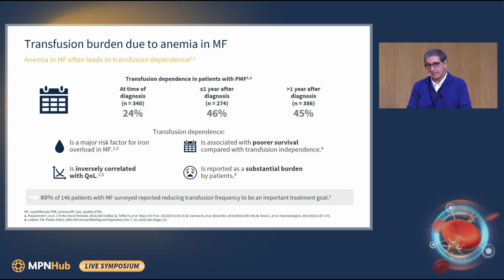In addition, anemia leads to transfusion dependency in 24% of patients anemic at diagnosis, but you can see that almost half of the patients will become transfusion dependent during the course of their disease, and transfusion dependence is associated with poor outcomes, such as a major risk factor for iron overload, of course, inversely correlated with the quality of life, poor survival, we will see that at the end of this talk, and a substantial burden in patients. And indeed, when you ask patients, 80% of patients report that reducing transfusion frequency is an important treatment goal for them.